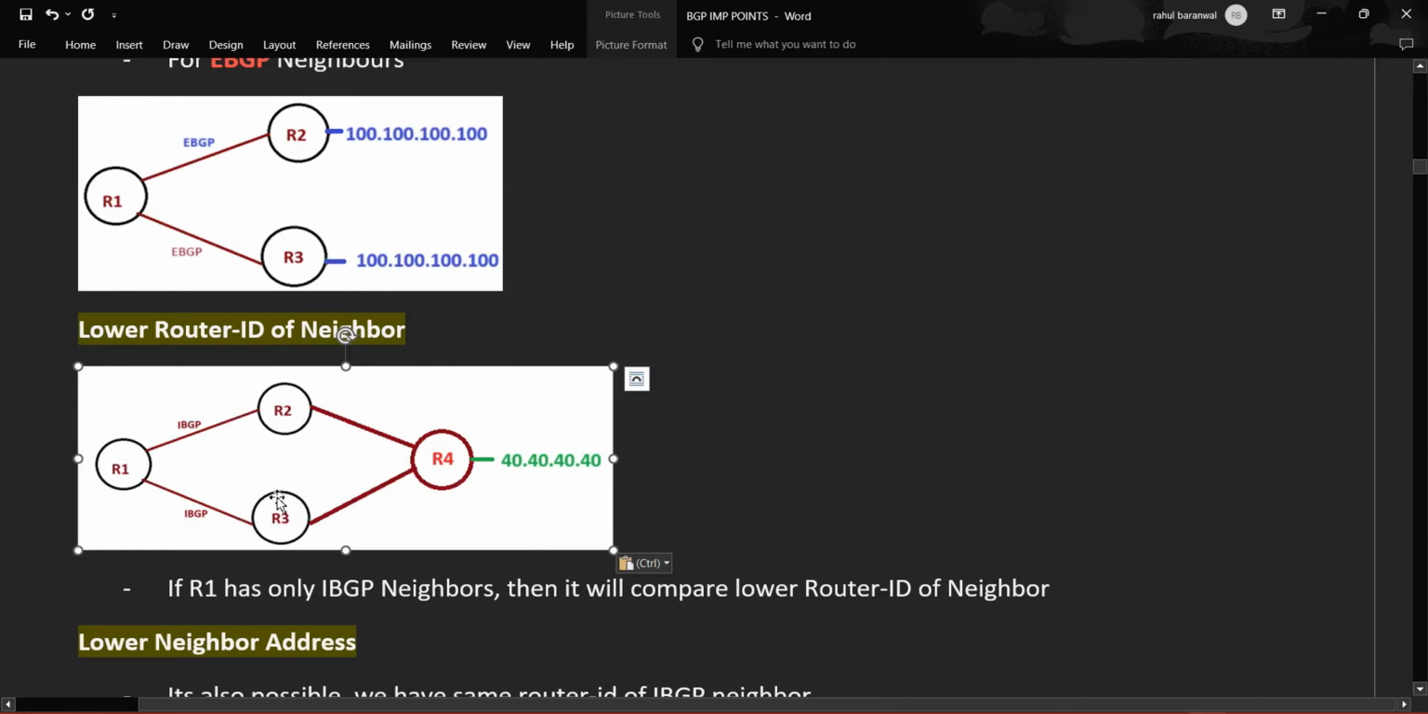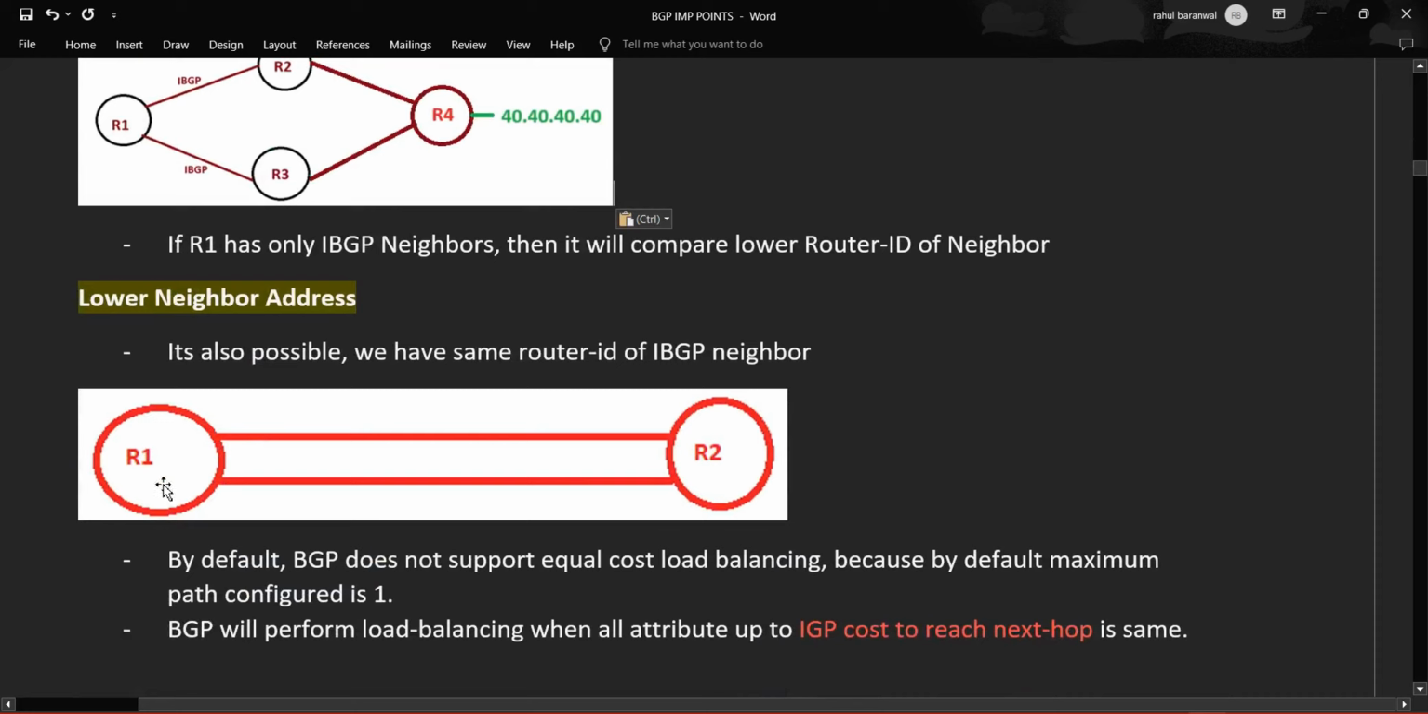In multiple scenarios you will see that we have the same router ID for its neighbor. Like this scenario: suppose we have R1 and R2, and we have two links between these two routers, and we are running IBGP. So how can we decide which path will be best, because we are receiving the same prefixes from both links? Here we will decide with the help of lower neighbor address. So here we have written that it's also possible we have the same router ID for IBGP neighbors.